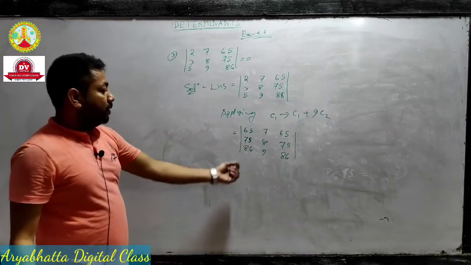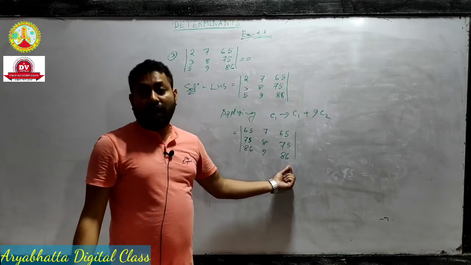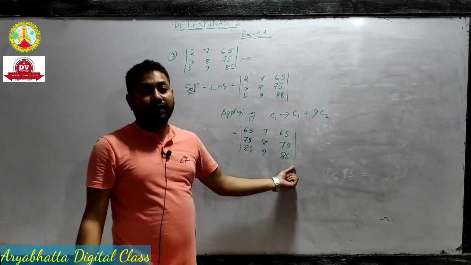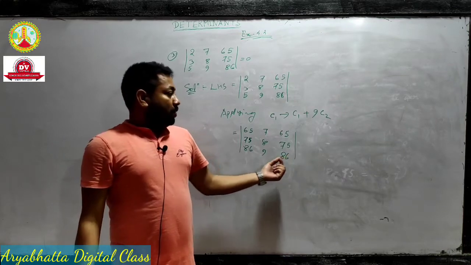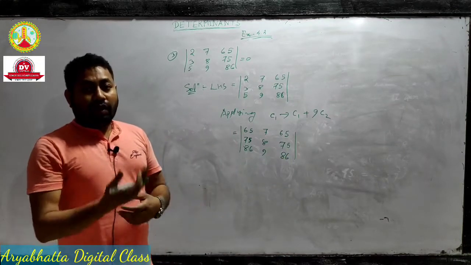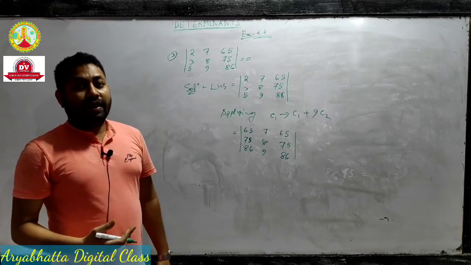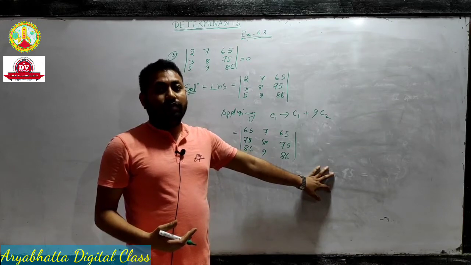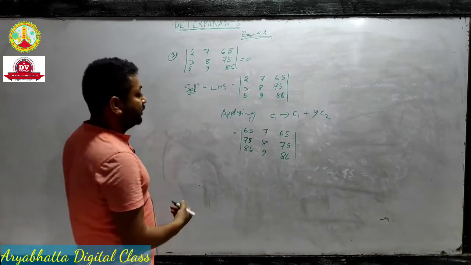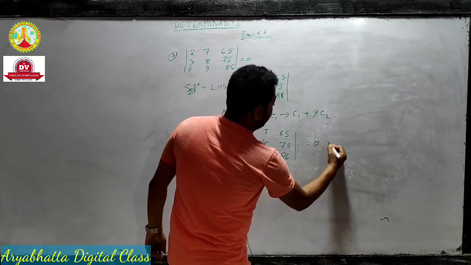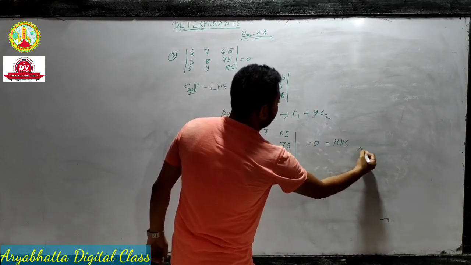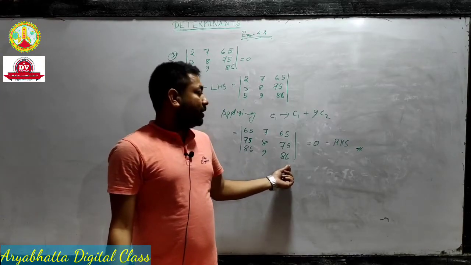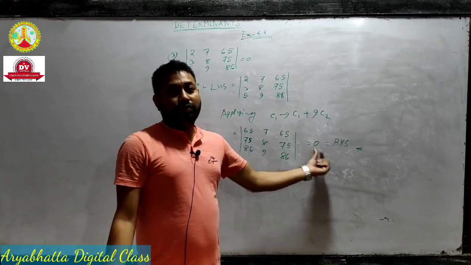Here, the first column and third column are identical. We know that if two rows or columns are identical, then the determinant is equal to 0. This equal to 0 equal to right hand side. Hence proved. Since first column and third column are identical, therefore this equal to 0.